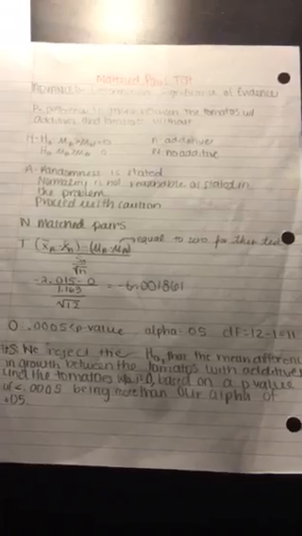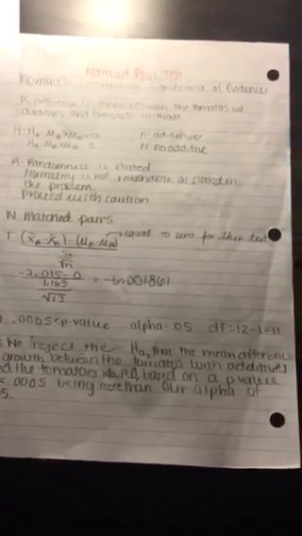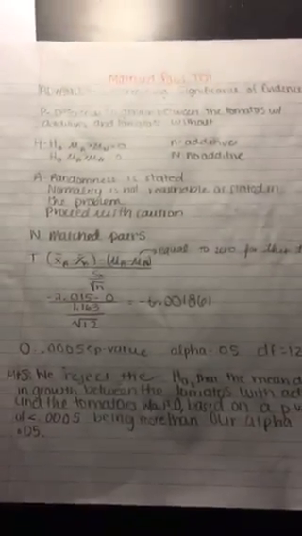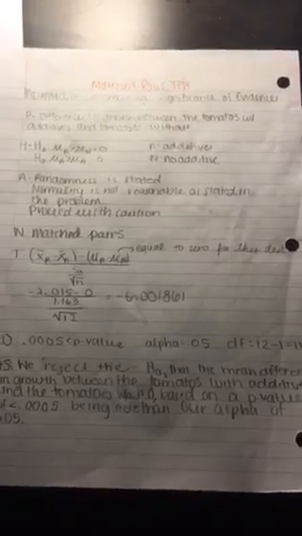Normality is not reasonable, as stated in the problem, that we can't assume normality because of the numbers that were given here, but we should always proceed with caution. So for N, name the test, it's a matched pairs test.